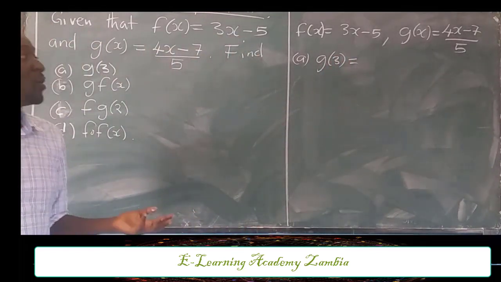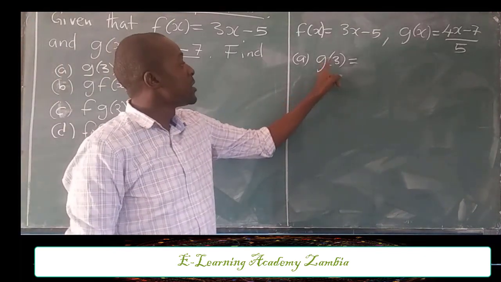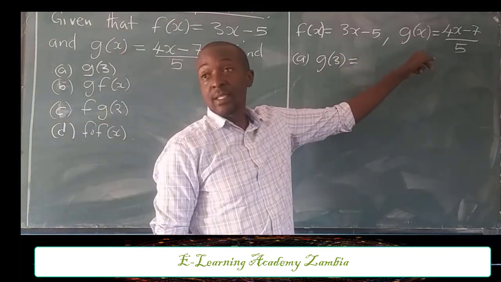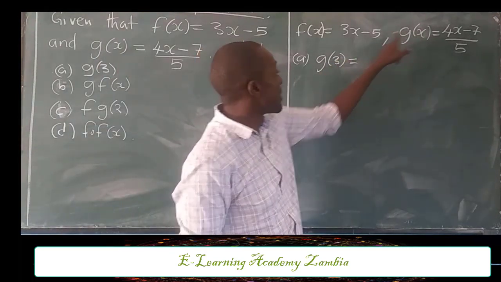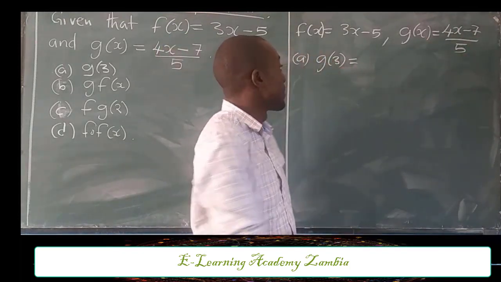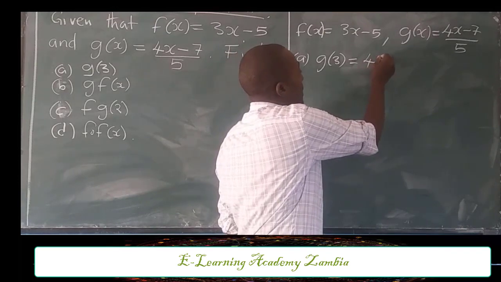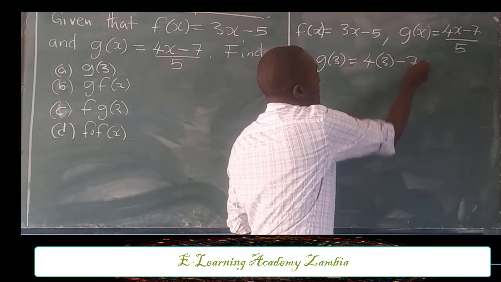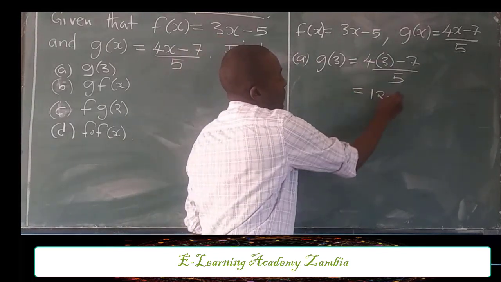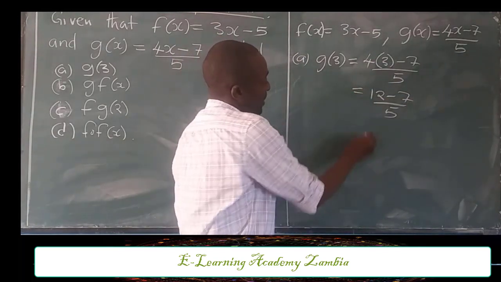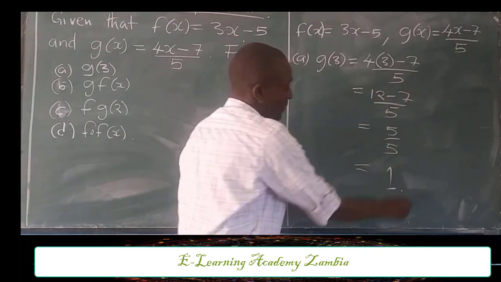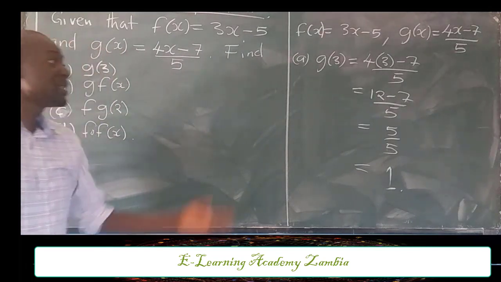From grade 9, we were taught to say that when you have g of 3 here, you just replace x with 3. Because we are supposed to have x here, but you replace it with 3. So even in the function there, you should replace it with 3. So you are going to have 4 times 3 there, minus 7, over 5. Then you have 12 minus 7 over 5, then 5 over 5, which is 1.